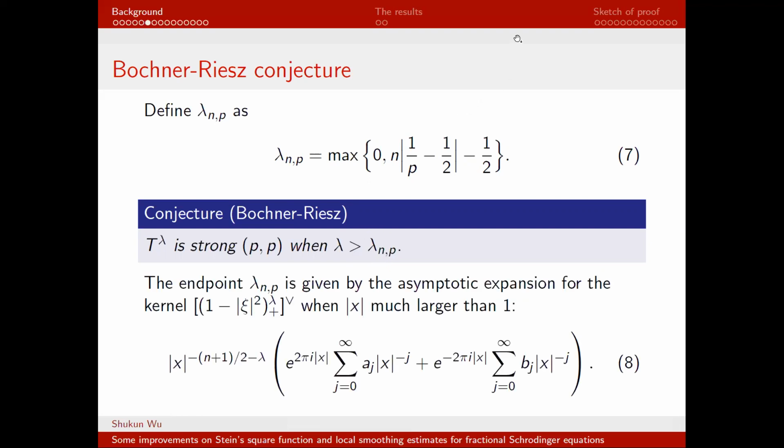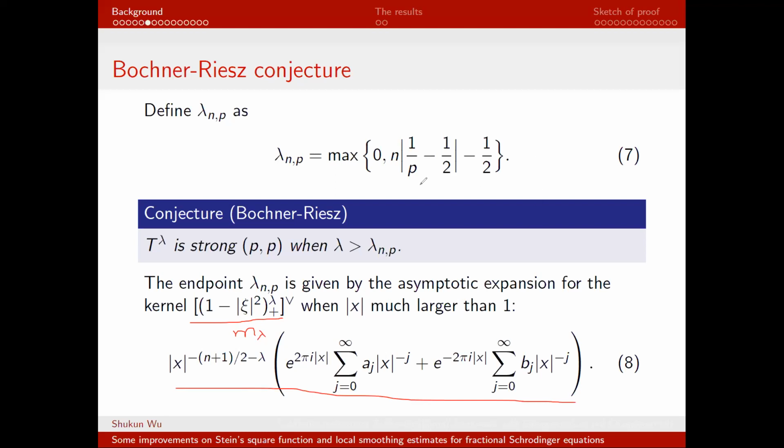And the endpoint is sharp and is given by the following example. So we basically take the asymptotic expansion for the kernel, the Fourier transform or the kernel of the Bochner Riesz operator. So we do an asymptotic expansion for this guy. Let's call it m lambda. Then m lambda has the following expansion.